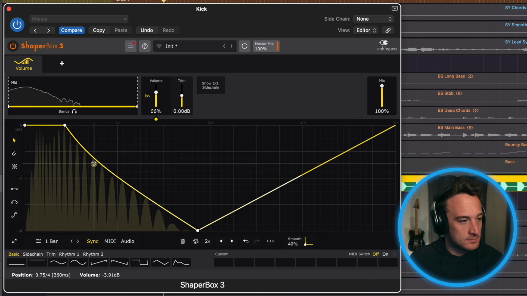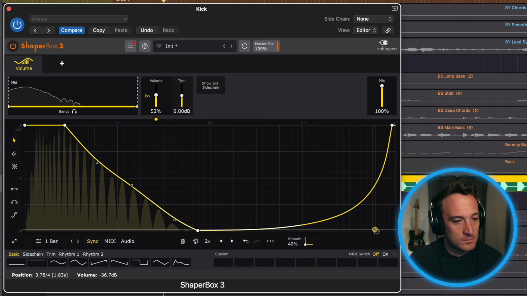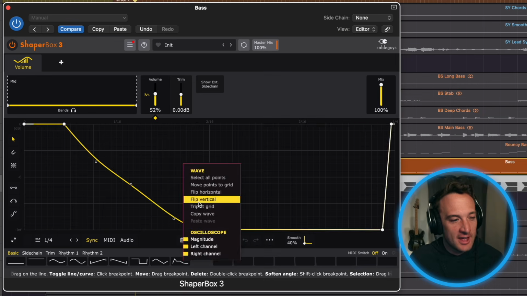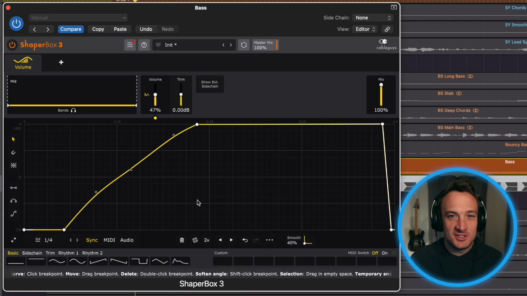First, I'm gonna trace the shape of the kick in this volume shaper plugin. Then I'll copy that shape to the bass track. Then I'll just invert that, and now the bass has the exact opposite shape of the kick.